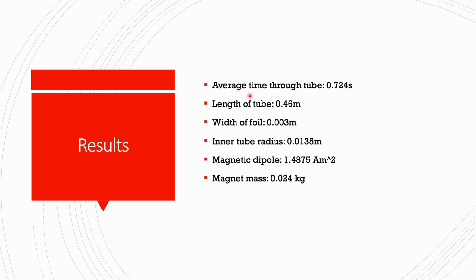For the results, we have the average time through the tube at 0.724 seconds. The tube length was 0.46 meters. The width of the foil was 0.003 meters. The inner tube radius was 0.0135 meters. The magnetic dipole was 1.4875 A·m². And the magnet had a mass of 0.024 kilograms.